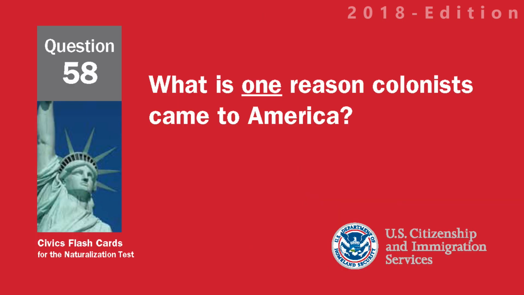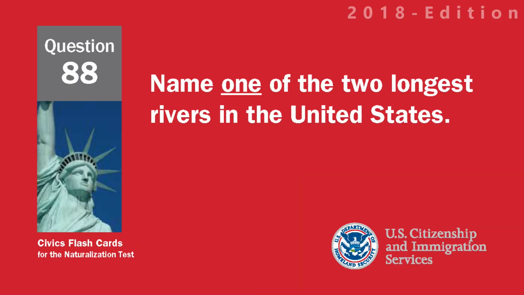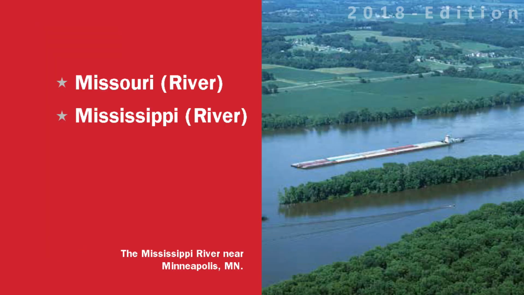What is one reason colonists came to America? Freedom. Political liberty. Religious freedom. Economic opportunity. Practice their religion. Escape persecution. Name one of the two longest rivers in the United States. Missouri River. Mississippi River.